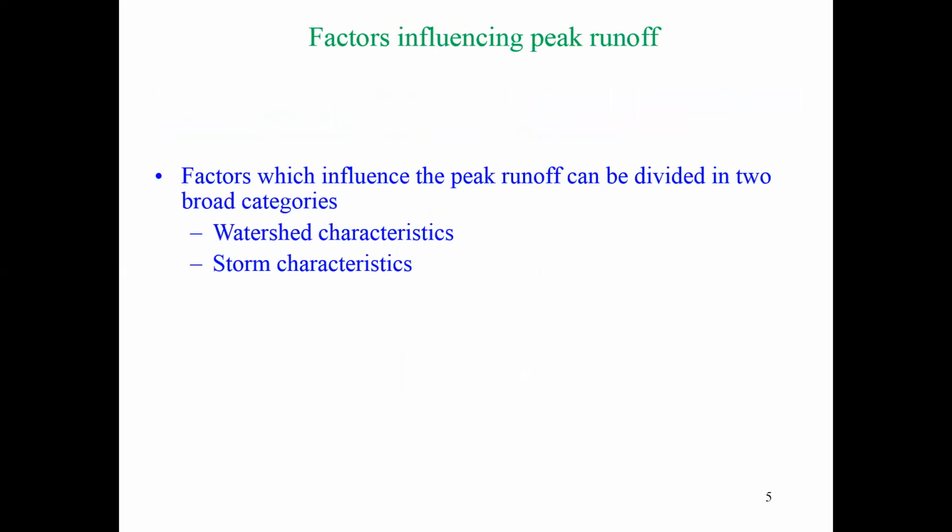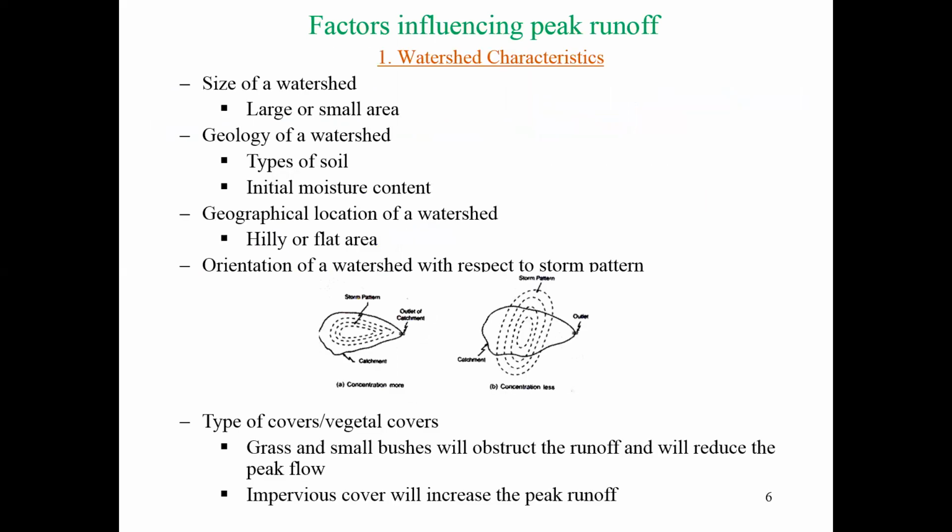For peak runoff, there are a few factors which will influence it. They can be divided into two broad categories. One is the watershed characteristics, and the next one is the storm characteristics. For watershed characteristics, it can be the size of the watershed, either a large or small area. Obviously from a small area, we will have a small runoff. And the geology of a watershed, the initial moisture content, types of soil. If the soil is already at high moisture content, obviously it can't take too much water, so the majority of rainfall will flow as runoff. For that type of watershed, obviously we can expect more runoff.